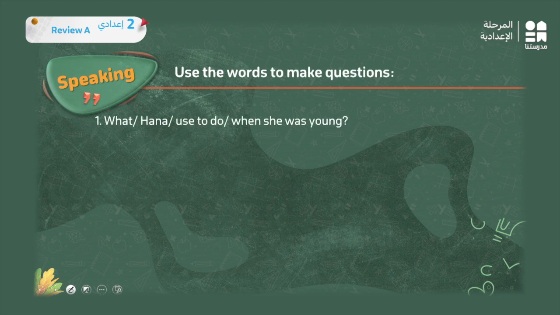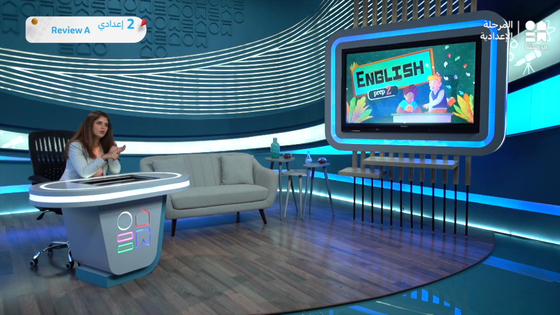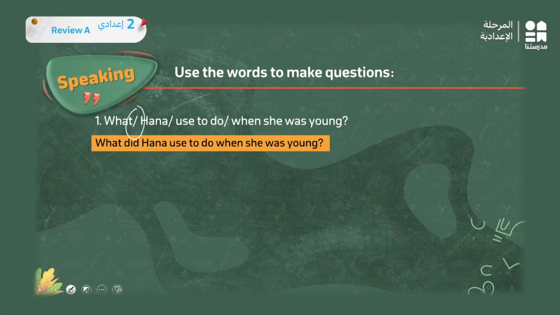Again, as we learned in the previous session, we will have more practice: what Hannah used to do when she was young. So again, we need a helping verb here, as we learned how to make questions. Whenever I have a WH question word, I must put a helping verb after it: do, does, or did. So here, what did Hannah use? As long as I added did, I shall add the infinitive verb if I am making a question.